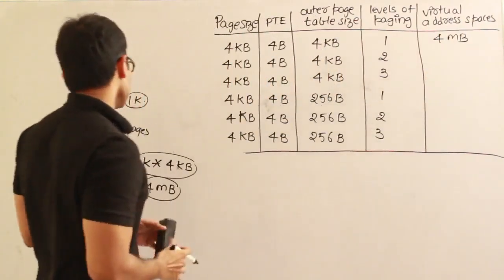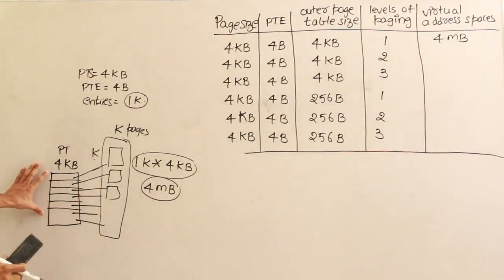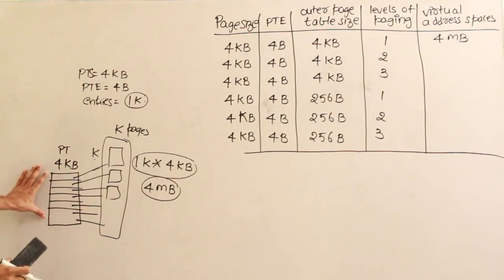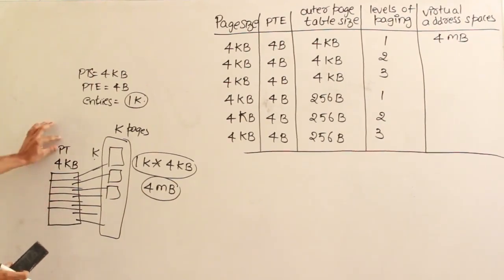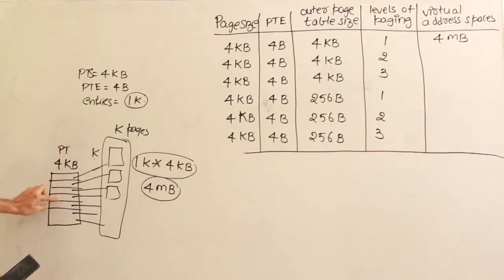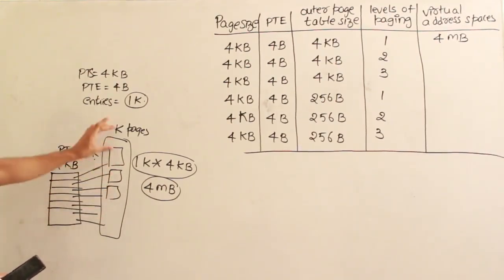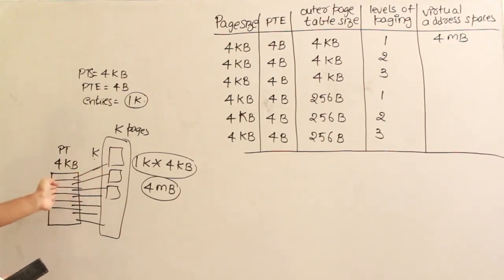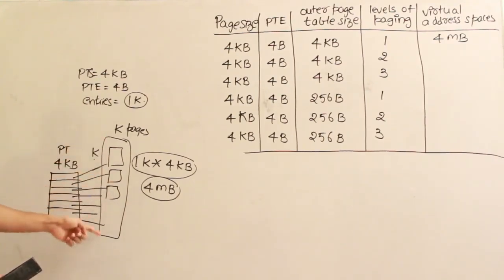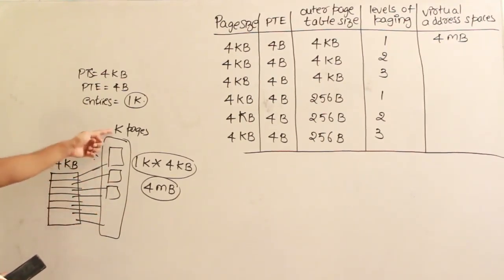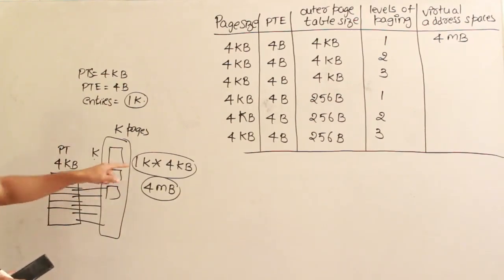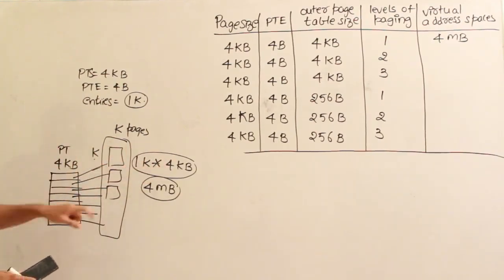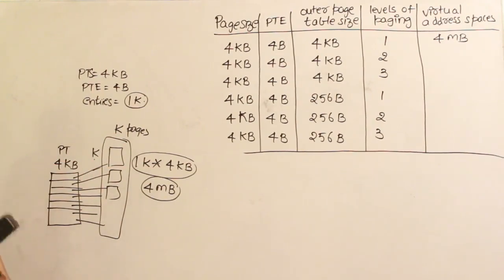Understood this? So there is only one level of paging, the page table size is 4kb, and the page table entry size is 4 bytes. Therefore the number of entries present will be 1k, and so 1k pointers will come out. Each pointer will point to one page of the process directly. The reason is there is only one level of paging, therefore the number of pages in the process is 1k. If the number of pages in the process is 1k and the size of each page is 4k, then the total size of the process will be 4MB. Got it? That is why I got 4MB.